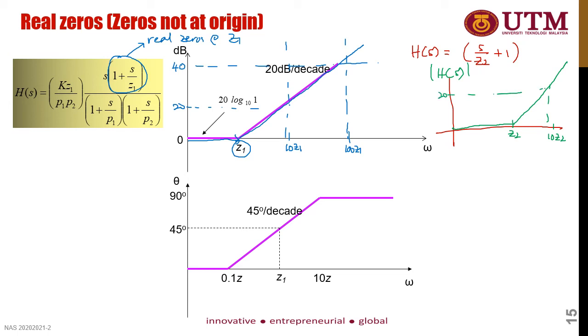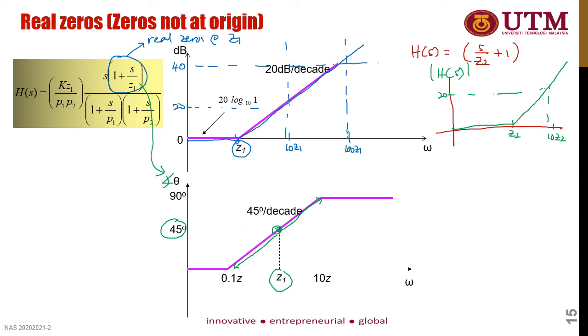Next, the phase plot of Z1. If you have a zero at Z1, it will have a 45 degree point in phase. Just mark the 45 degree point at that particular frequency, in this case Z1, and then you extend the line by 45 degrees to the next decade and 45 degrees to the previous decade.